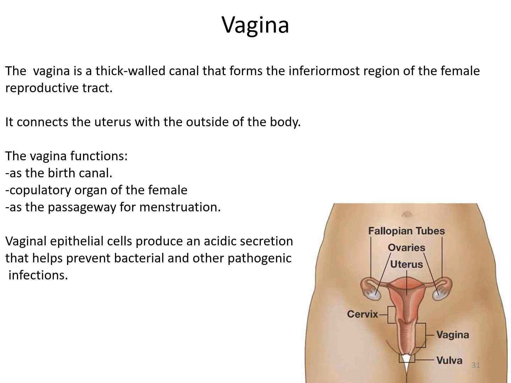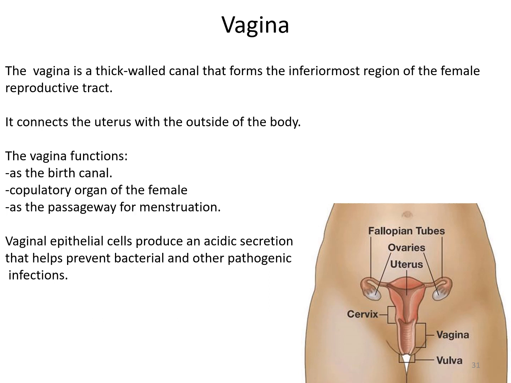So continuing to move downward, again, we've been through the ovaries, the uterine tubes, the uterus, and the cervix. So we've made our way into the vagina. The vagina is a thick-walled canal that forms the inferior-most region of the female reproductive tract. It connects the uterus with the outside of the body, and its functions are to act as the birth canal, the copulatory organ of the female, and the passageway for menstrual fluid.